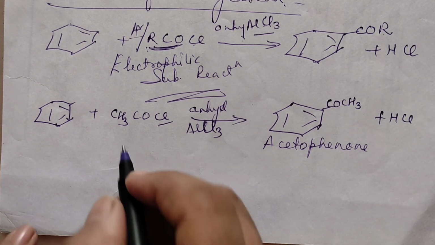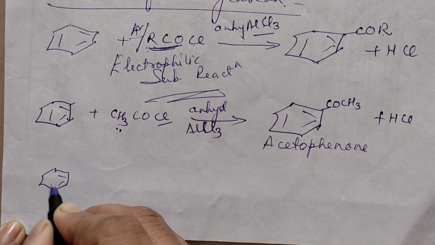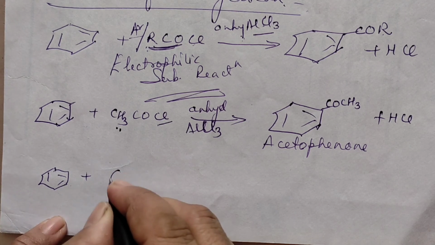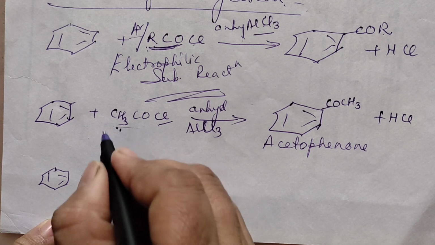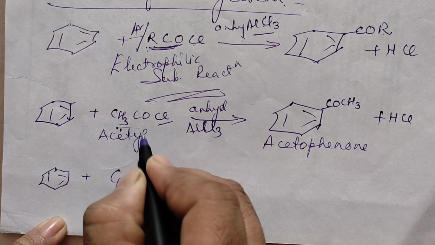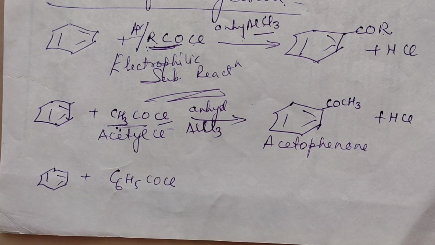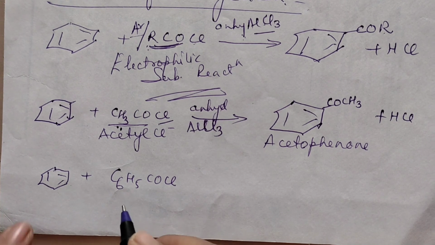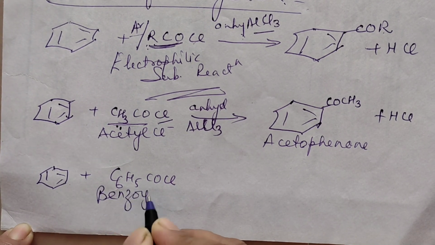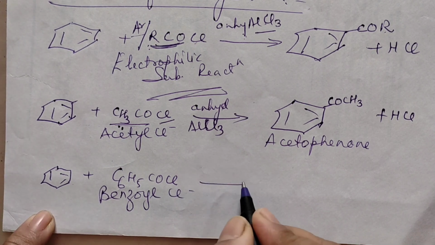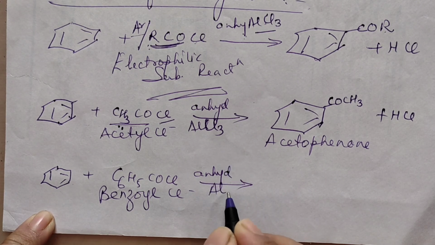Now, suppose I take an aryl group instead of this alkyl group, then what will happen? I will take this ring, benzene, and treat it with C6H5COCl. If I am writing the IUPAC name, I will write it as ethanoyl chloride for the alkyl case. Now what is this? It is benzoyl chloride. Again the reaction is carried out in the presence of anhydrous aluminium chloride.